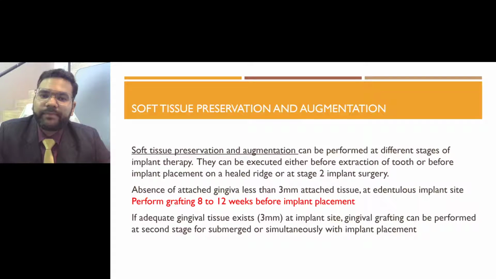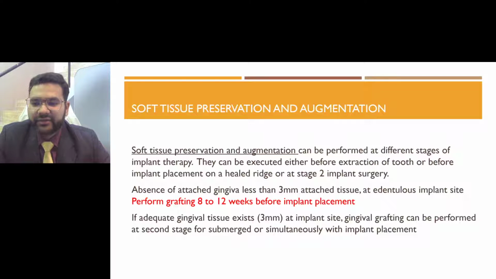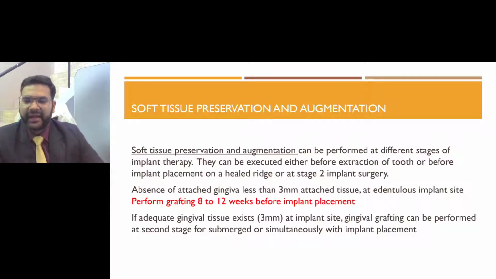Now what is soft tissue preservation and soft tissue augmentation? Preservation is what we do before even extracting the tooth, things which will help the soft tissue get preserved. We will not lose that soft tissue which is nicely surrounding that tooth, because mostly we lose the tissue when the tooth is extracted. So we should always aim at preserving. But if the tooth has already been lost and the patient comes to you after the extraction has been performed, then augmentation should be done and can be done.